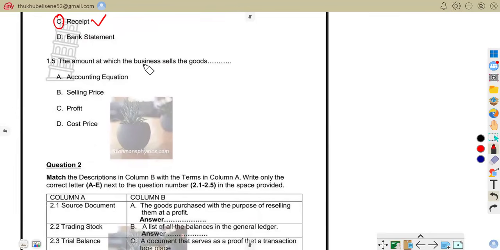The amount at which business sells the goods. We are given four options: accounting question, selling price, profit, cost price. And the correct answer there for 1.5 is B.